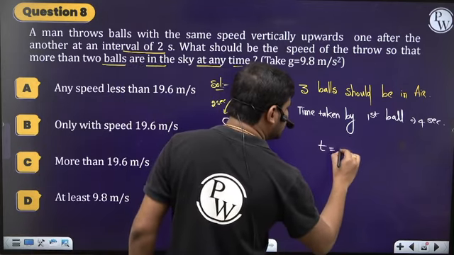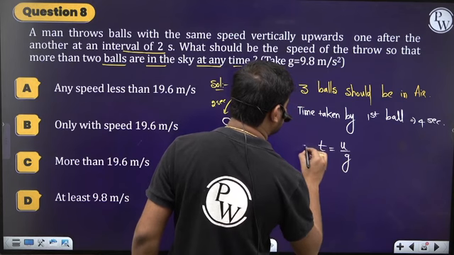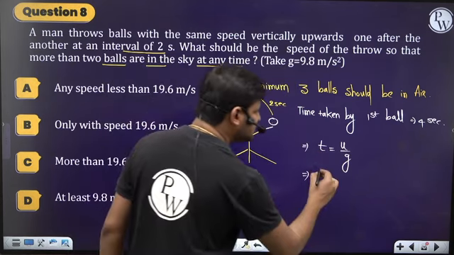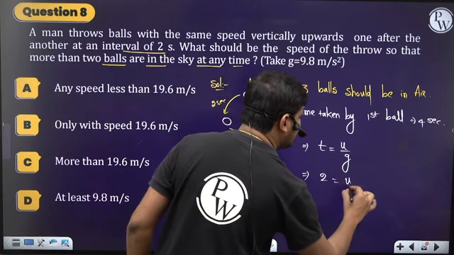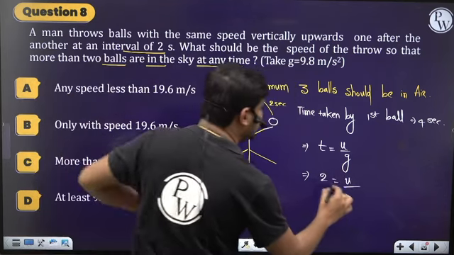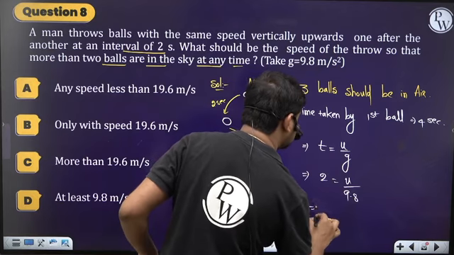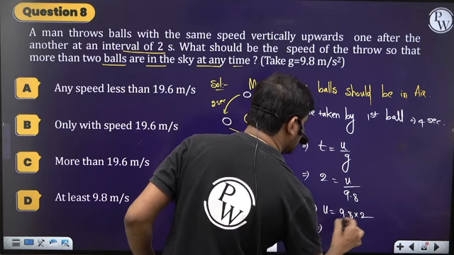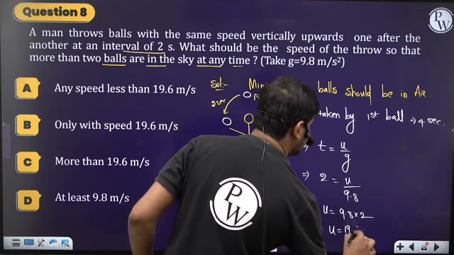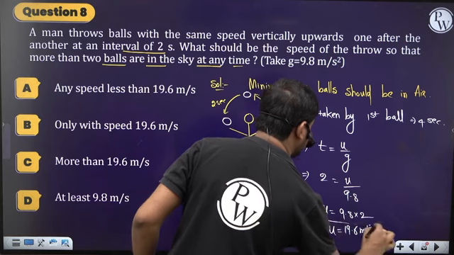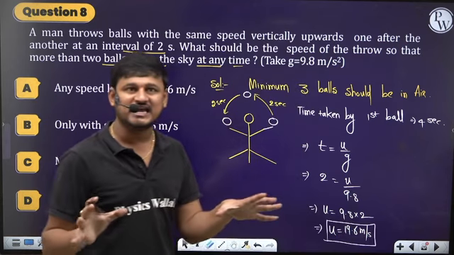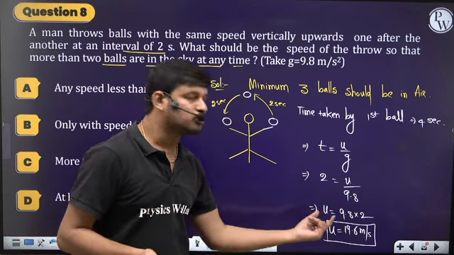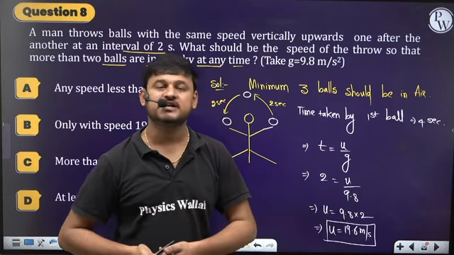So what is the time of ascent formula? We know that T is equal to U by G. We are just following the concept. T is equal to U by G. What is T? Time of ascent, 2 seconds. U we have to find. G they said take strictly 9.8. So U is equal to 9.8 into 2, which is nothing but 19.6, right? So 19.6 meter per second. So to have 3 balls in the air, the minimum velocity with which you should throw the ball is 19.6 meter per second.